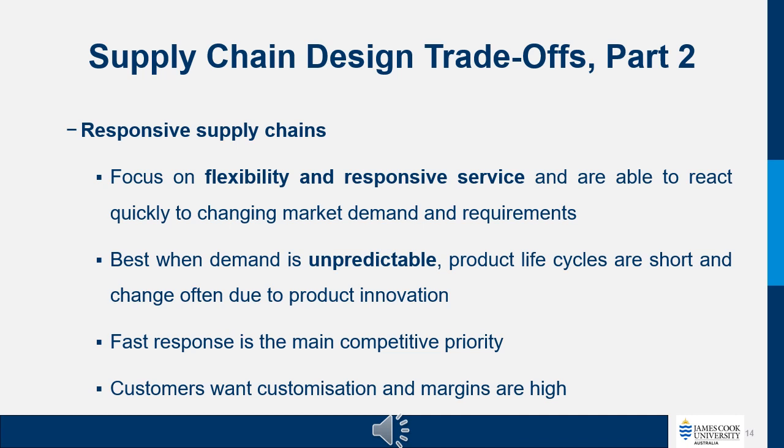Some organizations may even adopt a hybrid approach where different segments of their supply chains are designed to prioritize efficiency or responsiveness based on a specific product line or customer segments. So by understanding and managing this trade-off, organizations can design supply chains that effectively meet customer needs, maximize operational performance, and achieve a competitive advantage in their respective markets.